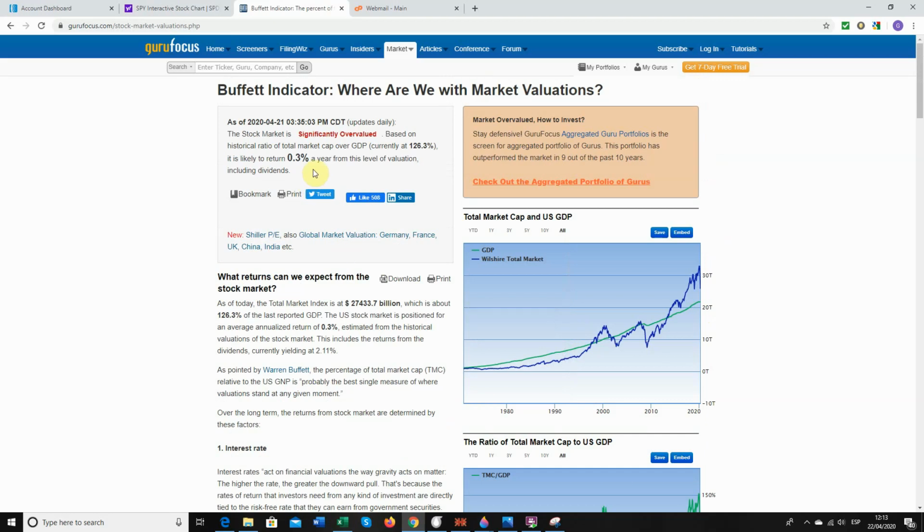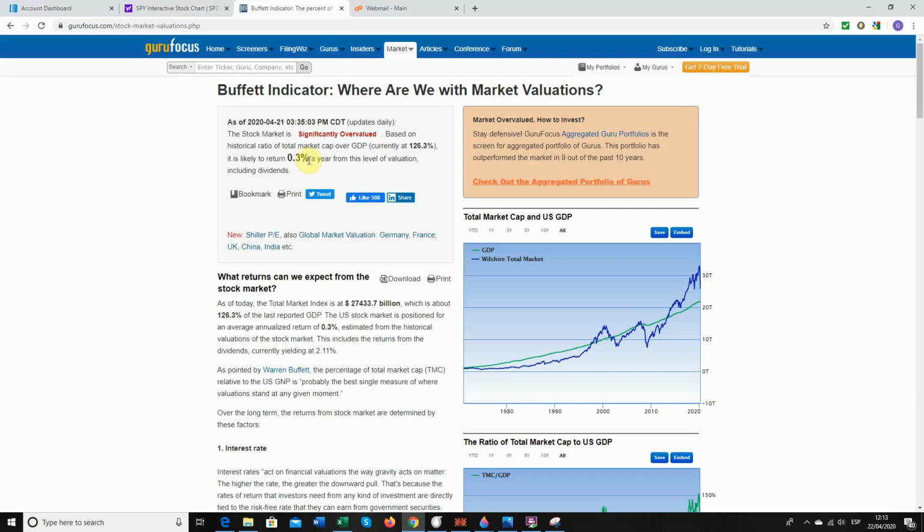So what are they saying now? The stock market is significantly overvalued as of April 21st, and the historic ratio of total market cap over GDP is 126.3%. It's likely that the market will only return 0.3% a year from this level of valuation, including the 2.11% current dividend yield on the index.